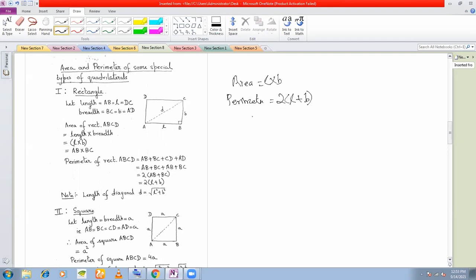Perimeter is the sum of the lengths of the sides of the boundaries. Sum of the lengths of the boundaries is called perimeter. So L plus B, we will get twice L plus B. And there is additionally another one, the length of this diagonal here. You see this diagonal here?